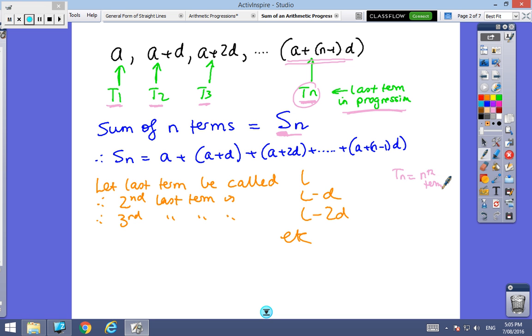Okay? So if I was going to add those numbers up, I'd have A plus (A plus D) plus (A plus 2D) plus ... plus the last number. But instead of using that, I'm just going to call the last number L. And the second last number will be L minus D, because you add D to get to the last number, so it's going to be a subtraction. And then the third last term will be L minus 2D, etc. So at the moment, that's all you have to worry about.